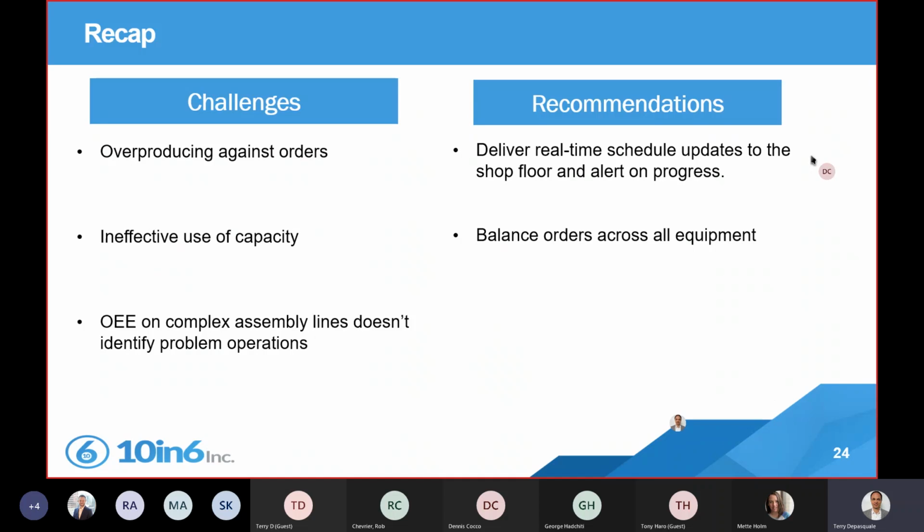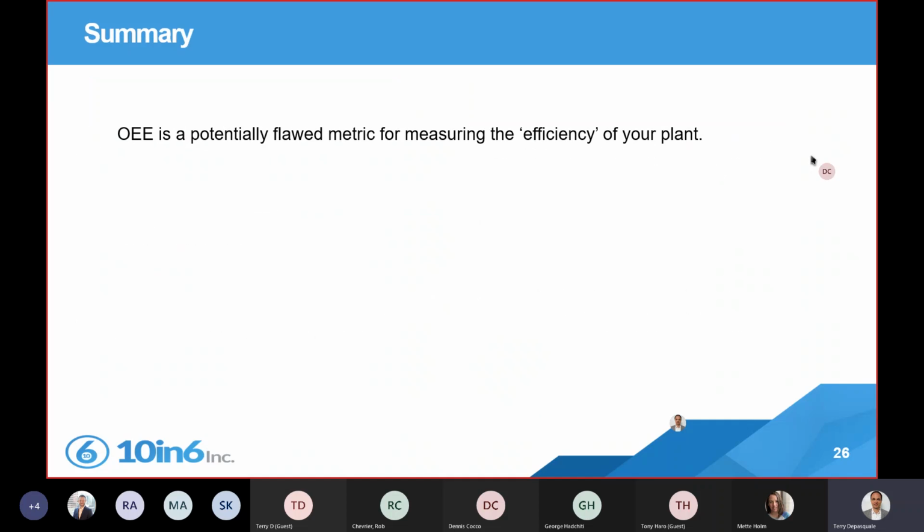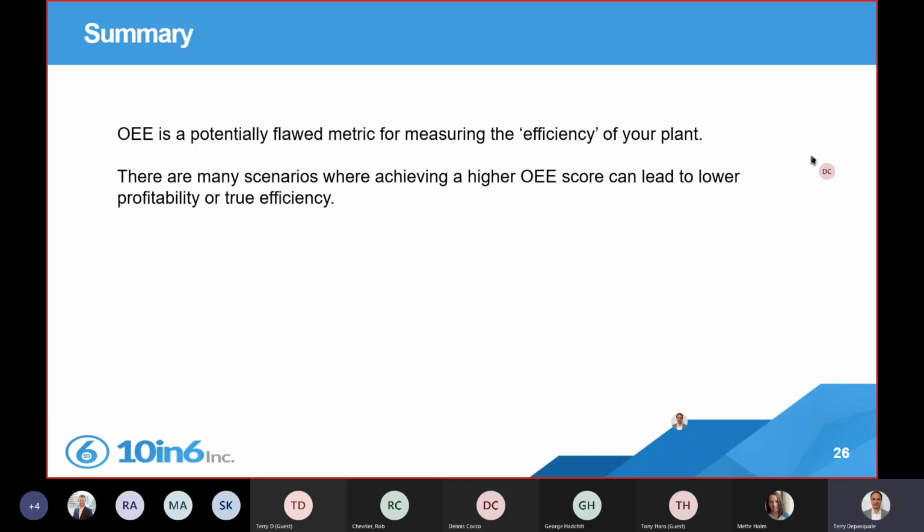And finally, on complex assembly lines, using the isolated OEE metric to identify the true constraints so you can focus your limited improvement time and resources on the right issues. So we're certainly not suggesting that you throw out OEE, but we are suggesting that you need to have a solution in place that gives you a more complete picture than just an OEE score.